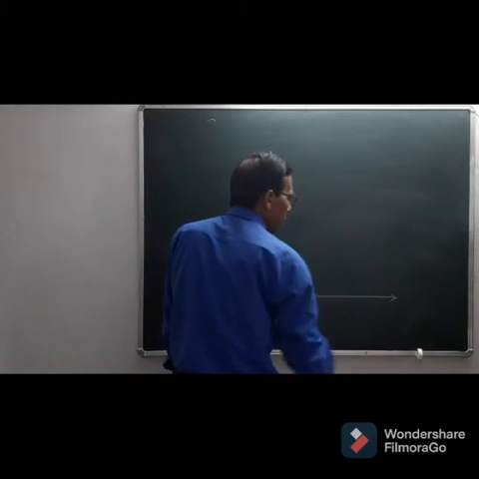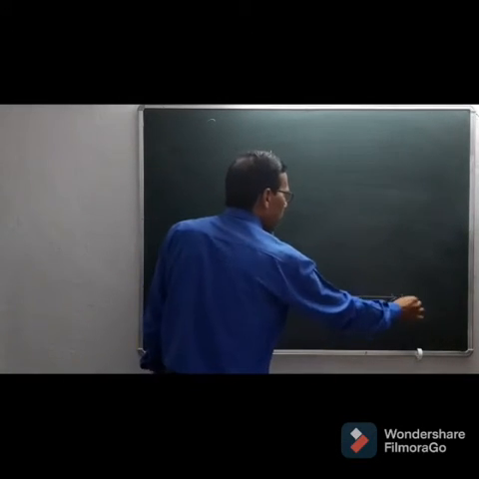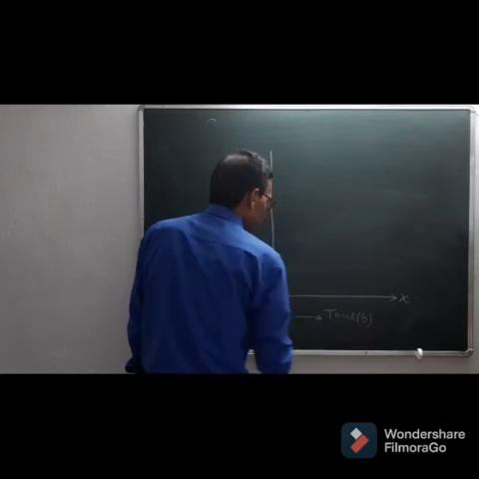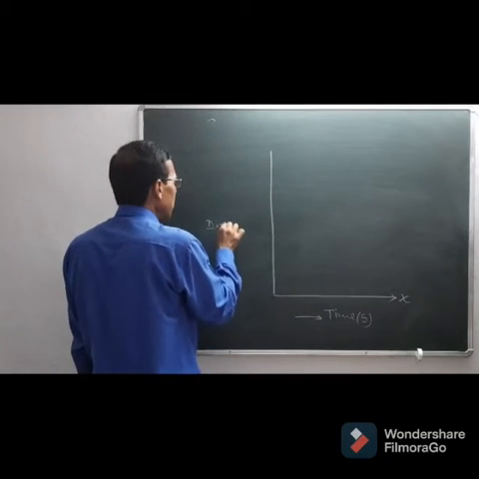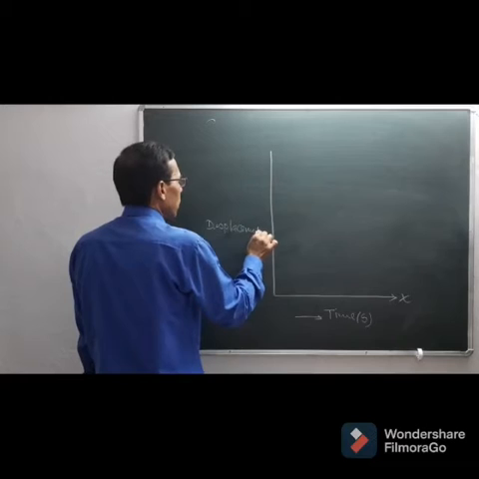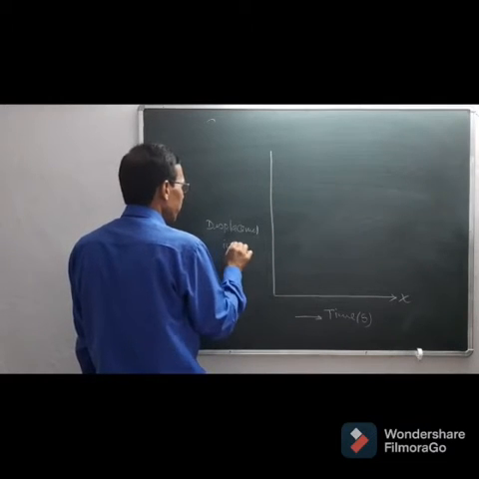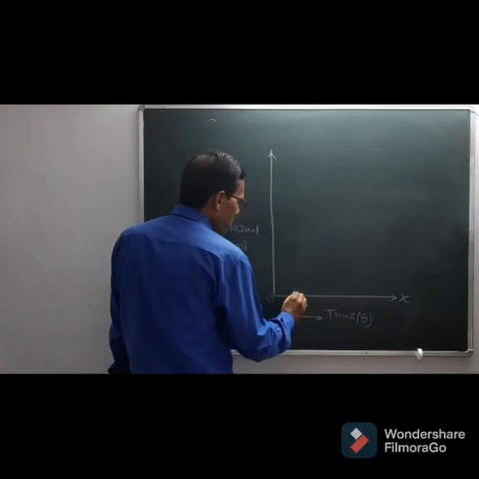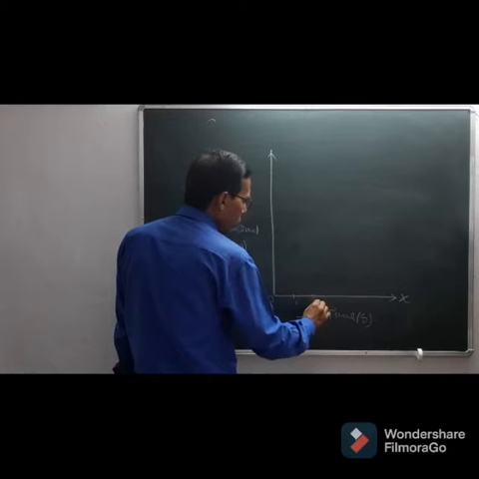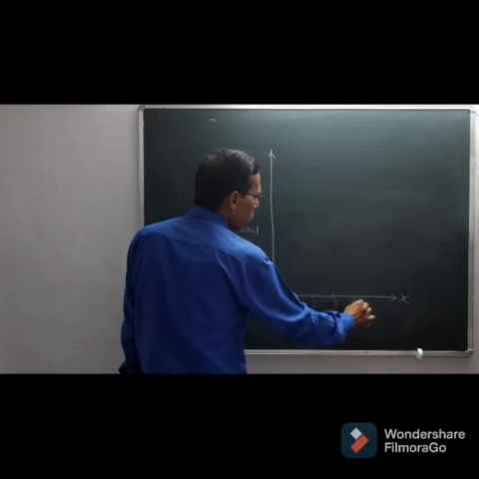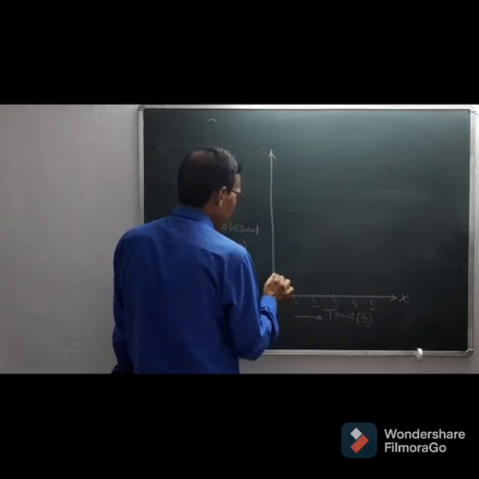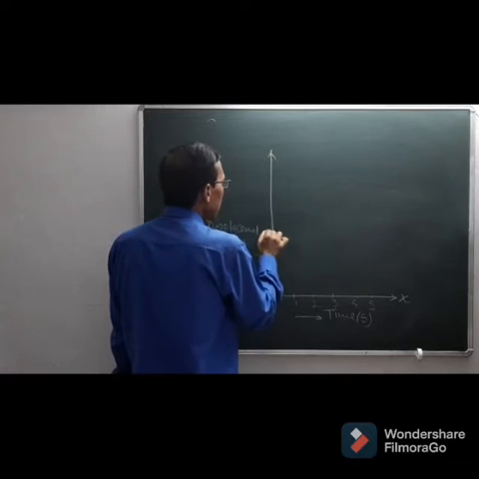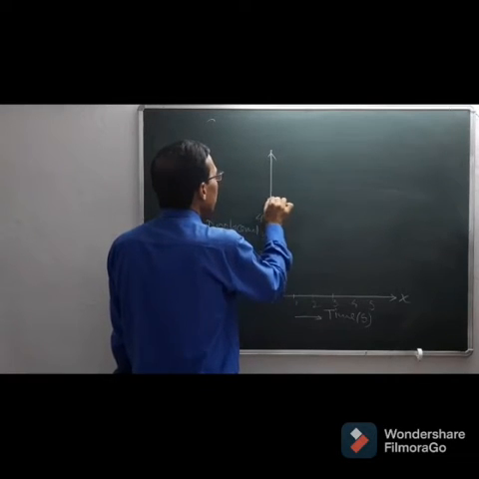For this, time is taken along x-axis and displacement or distance is taken along y-axis. Here origin, 1, 2, 3, 4, 5. Here 10, 20, 30, 40 and 50.